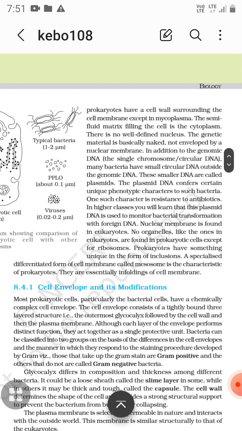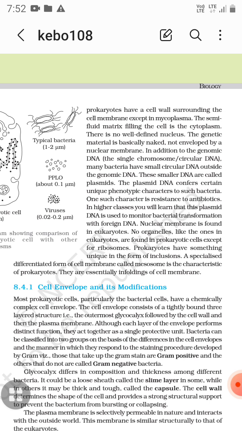What is the plasmid? In addition to the genomic DNA, like that present in the eukaryotic cells, the genomic DNA is a single chromosome, that is, a circular chromosome. Okay, we humans usually say we have double chromosomes, but take the example of a bacteria that has a genomic DNA that can be a single chromosome or a circular chromosome. But many bacteria have more than this.